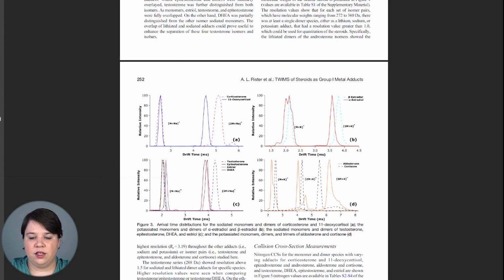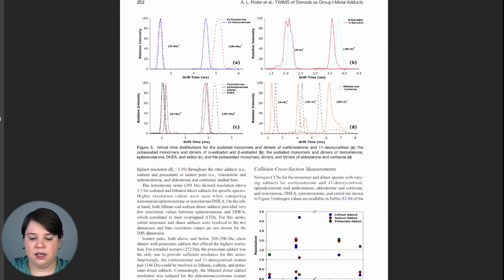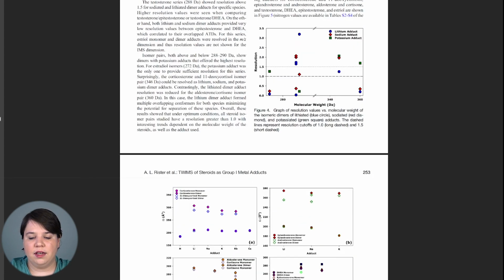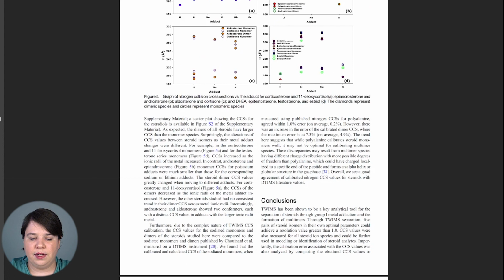My next heading is the resolution of steroid isomer pairs, and that relates to this figure where I'm showing the resolution as a function of molecular weight of the steroid. Finally, I have the collision cross-section measurement, which you can see here, and that's going to relate to this final panel down here where I'm going to talk about how the collision cross-section changes. So that's how I'm actually sectioning out my results and discussion section. It's fundamentally based on my figures.